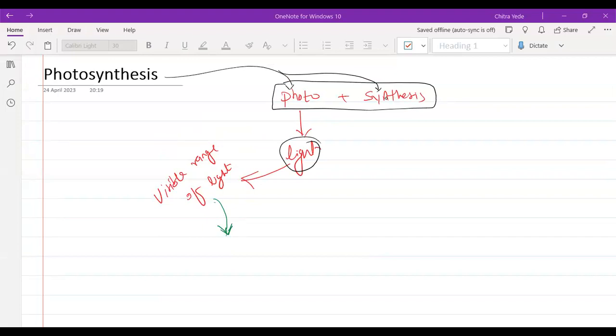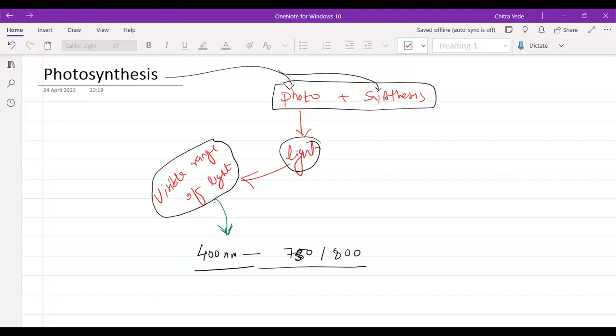So, who will tell me the frequency of visible range of light? Anyone have any idea? It's 400 nanometer to approximately 750, but somewhere it is 800, beta. So don't get confused about it. Just remember 750 is approximately 800. So it is between 400 to 800 nanometer. It is the frequency of visible range of light.